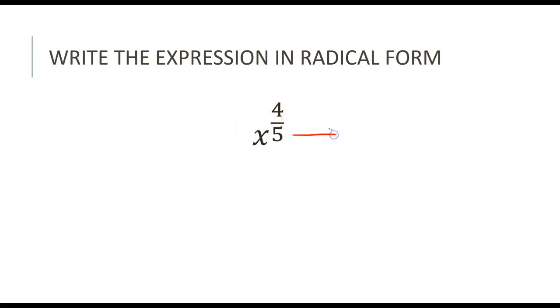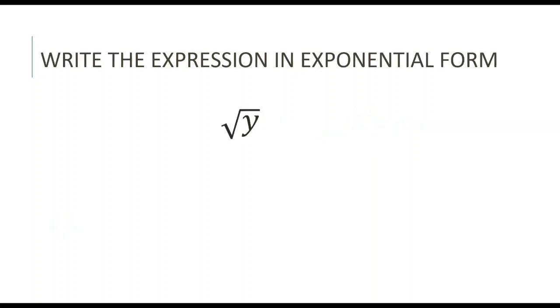To write the expression in radical form, whatever my base is, x, becomes my radicand. Whatever my denominator is becomes my index, and whatever my numerator is becomes my exponent here. So x to the 4/5 is the same thing as the 5th root of x to the 4th. Our next problem, we're going to do the opposite thing.